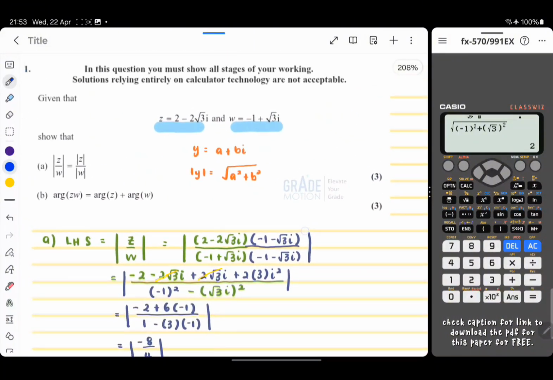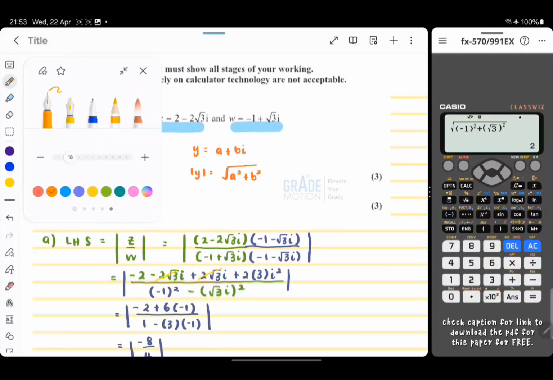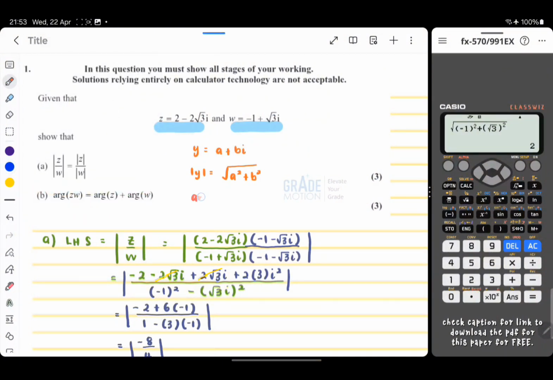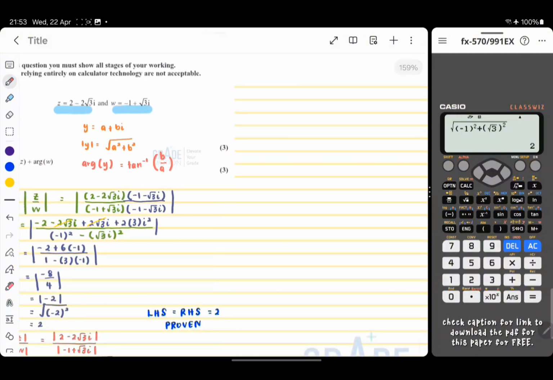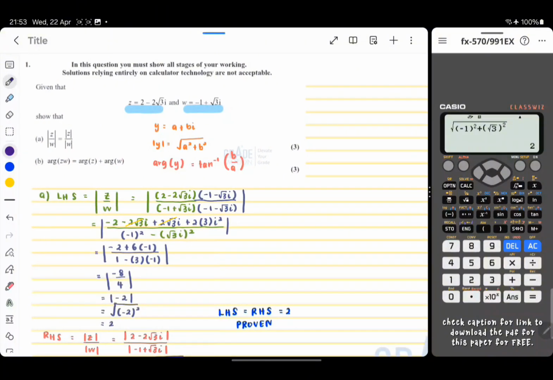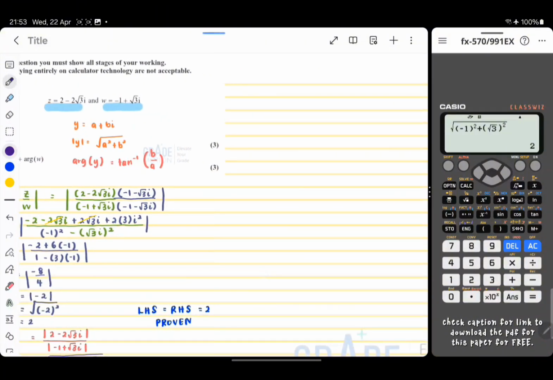For part B, they ask us to find the argument. So the argument of y, let's say we have this y here, is equal to inverse tangent of b over a. Okay, so let's write down our three components. What they want us to find is that argument ZW is equal to argument Z plus argument W. So let's write down all three different points. So 2 minus 2 root 3i, that's the first point.